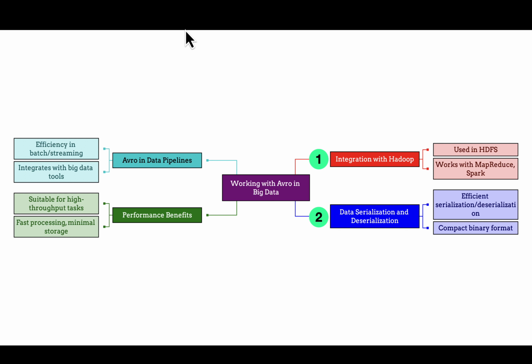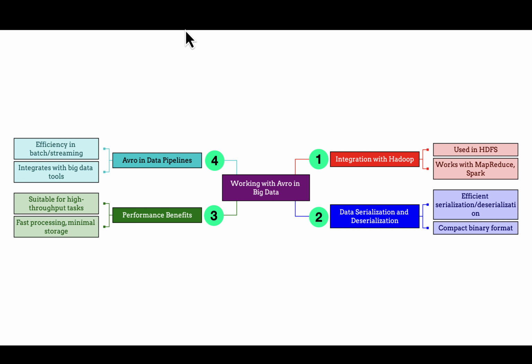2. Data serialization and deserialization. Avro provides efficient serialization and deserialization of data. The compact binary format ensures fast processing and minimizes storage space. 3. Performance benefits. Due to its compact binary data format and efficient schema, Avro is highly performant, making it suitable for high-throughput data processing tasks.